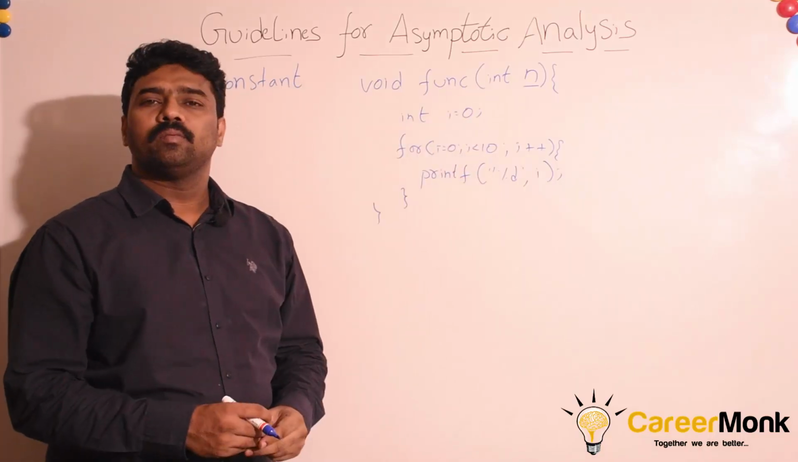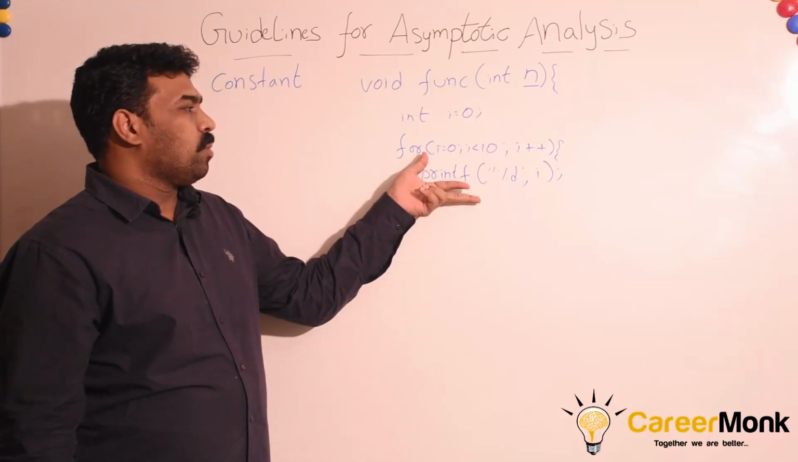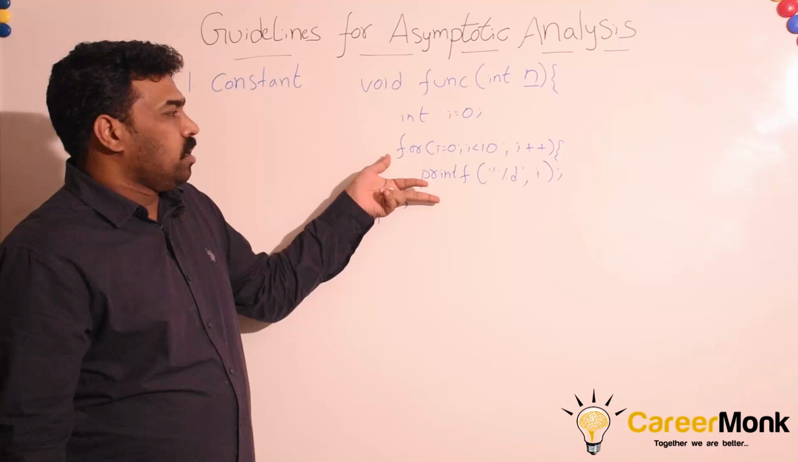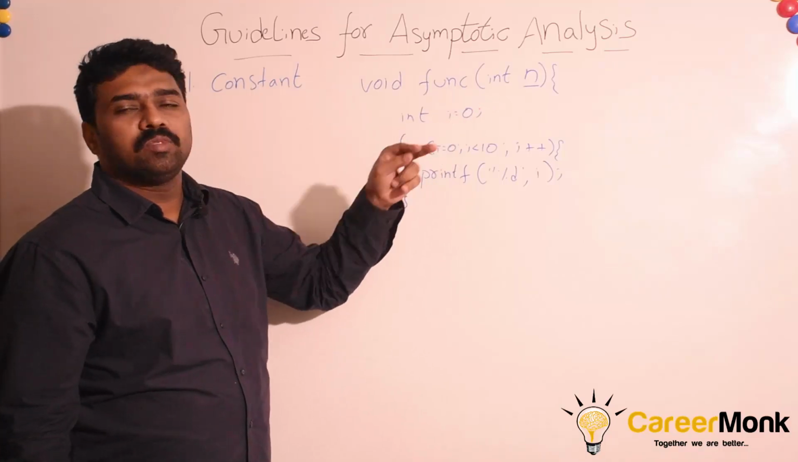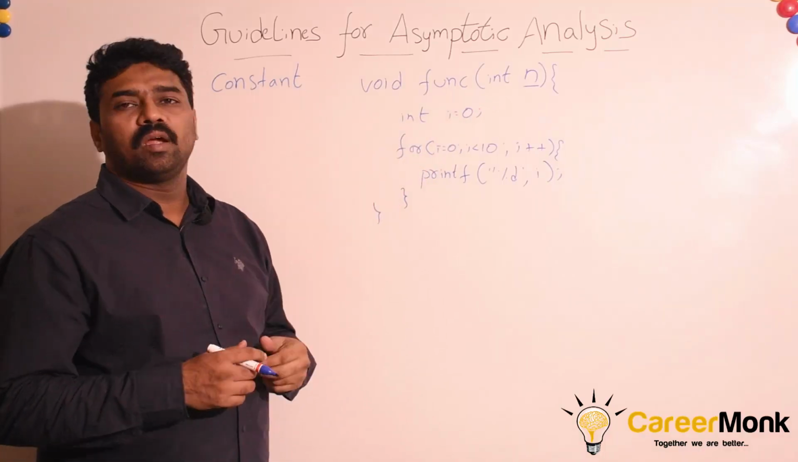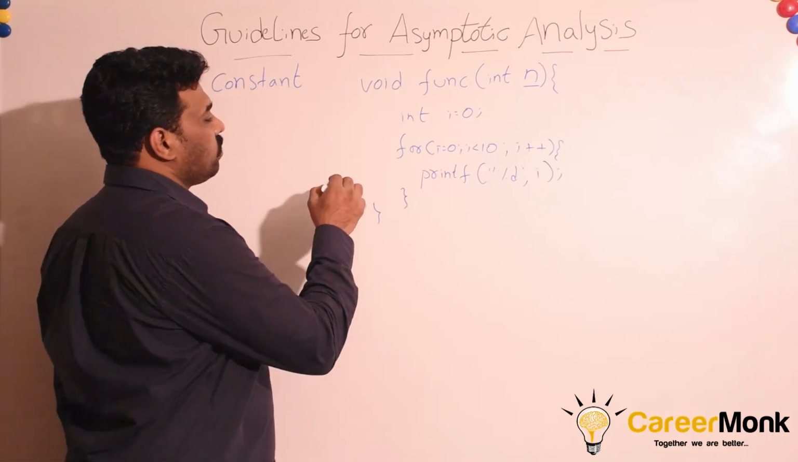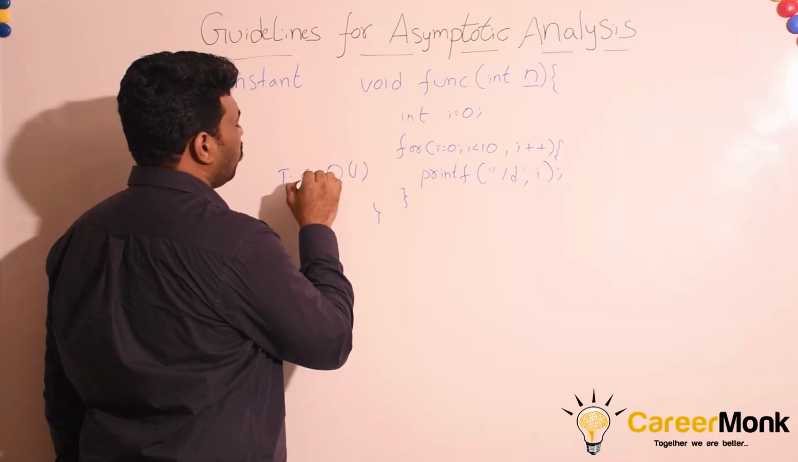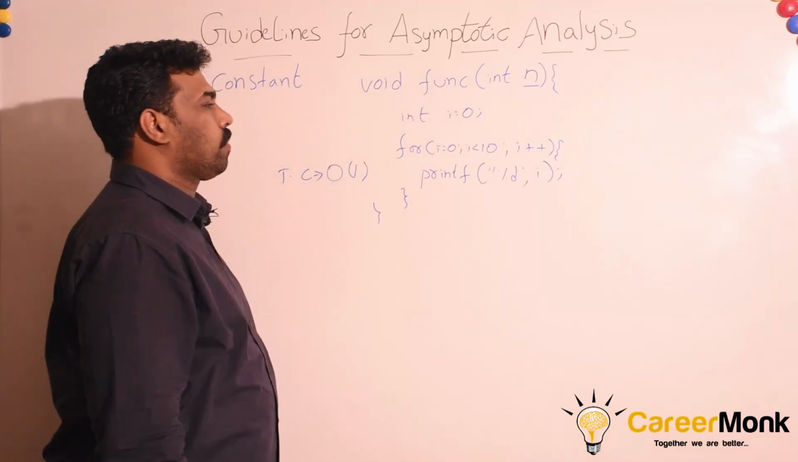Whatever will be the input value, the number of iterations of the for loop is not dependent on the input n. If the iterations are not varying in terms of n, we can say the running time of the algorithm is constant and we represent it with order of 1. So the time complexity of this code is order of 1.